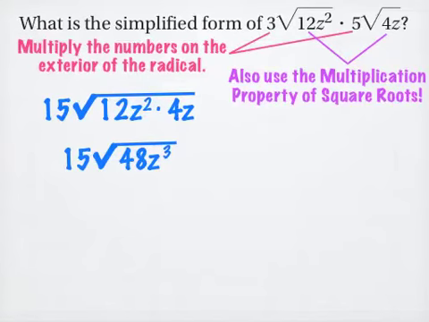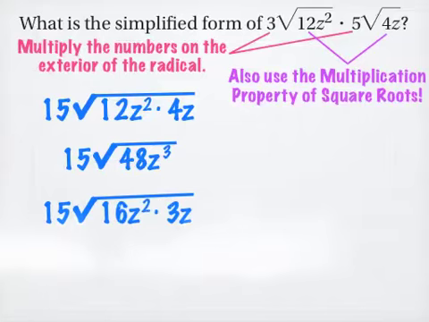What I'm going to do now is find the largest perfect square factor of 48, and then I need to break up z cubed as z squared times z. When I do that, I'm going to get 15, and 16 would be my largest perfect square factor, so 15 square root of 16z squared times 3z.